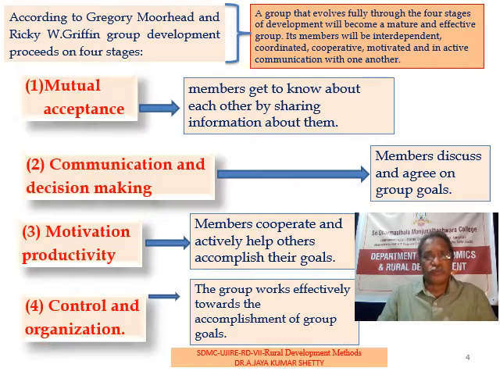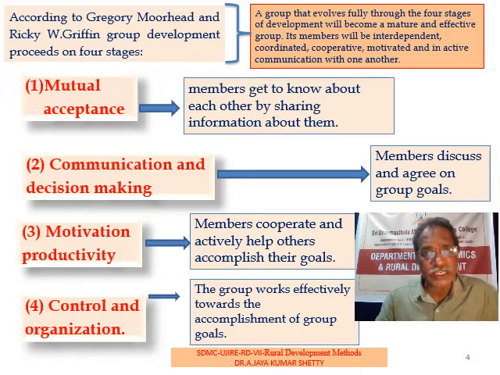According to Gregory Moorhead and R.W. Griffin, group development proceeds in four stages. A group that evolves fully through the four stages of development will become a mature and effective group, and its members will be independent, coordinated, cooperative, motivated, and in active communication with one another.